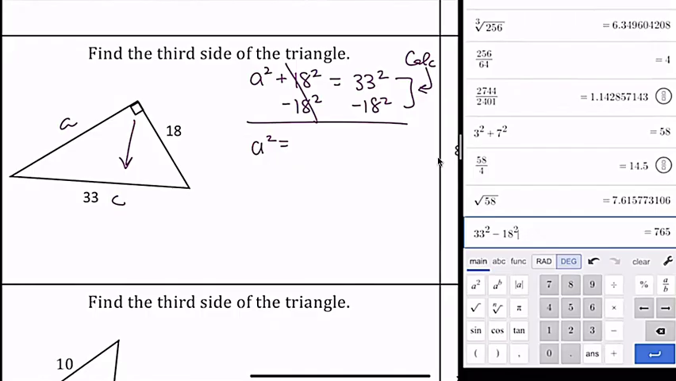And that is 765. Now to get A by itself, take the square root. So A is the square root of 765.